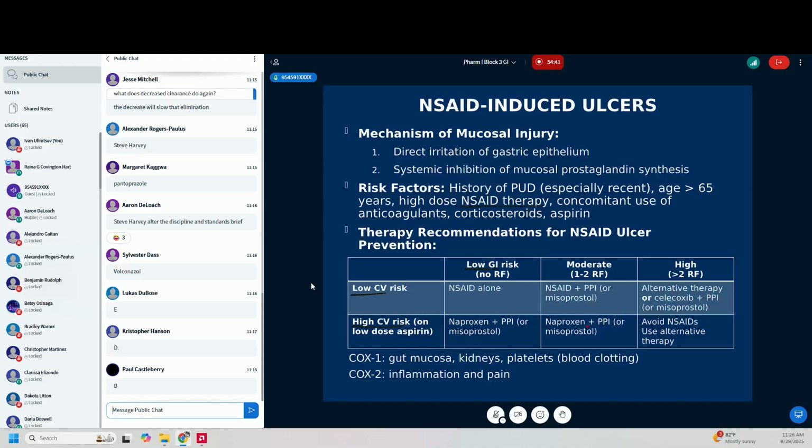Now, if I am high in both categories, high CV, high GI, don't give me an NSAID, okay? We'll try to use something else like Tylenol to help that person with their pain. Or we might go to a pain medication for them depending on the severity, okay? So if I'm high in both, this is your only block where we are not trying to protect them from an NSAID. We're saying no NSAID, okay?